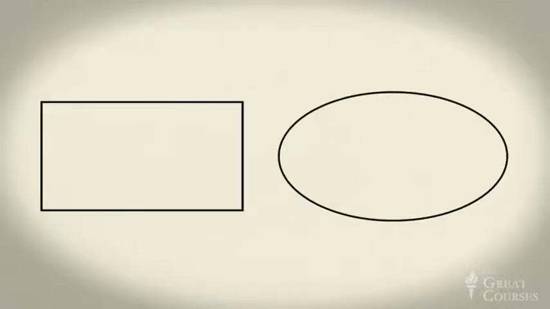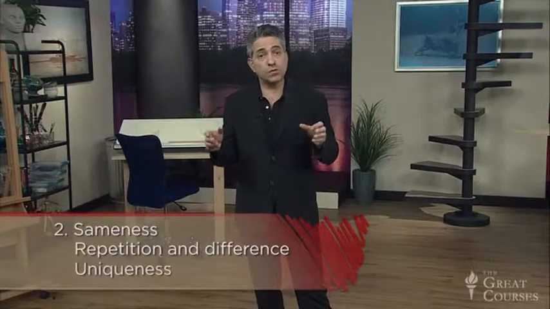There are several compositional factors which lead us to read the drawing in this way. The first has to do with contrasting shape types. A rectangle is, well, just a rectangle. And an ellipse is an ellipse. But put a rectangle next to an ellipse, and we tend to feel their rectilinear and curvilinear qualities in a heightened way. The second type of contrast has to do with sameness or repetition and difference, or uniqueness.